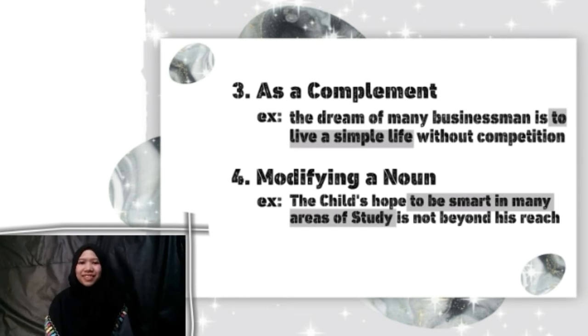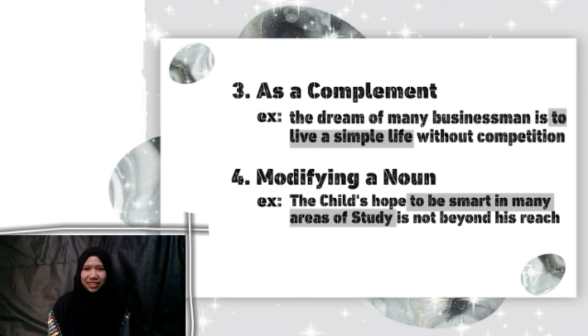adjective sure. As a complement, the dream of many businessmen is to live a simple life without competition. To live a simple life is the infinitive phrase, which starts with infinitive to live and completed by noun phrase a simple life. Modifying a noun. The child's hope to be smart in many areas of study is beyond his reach. In this sentence, the infinitive to be smart in many areas of study modifies the noun hope.